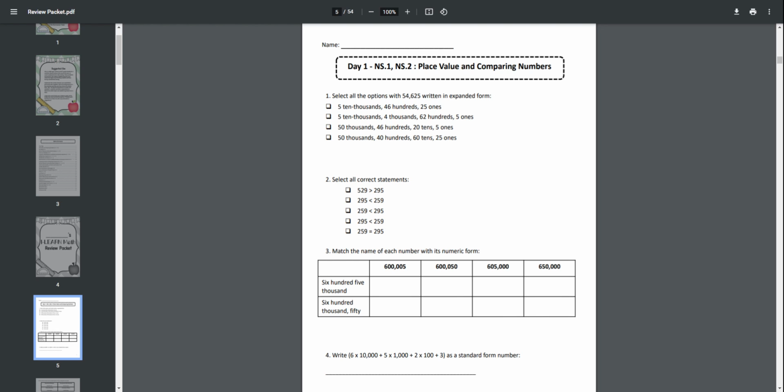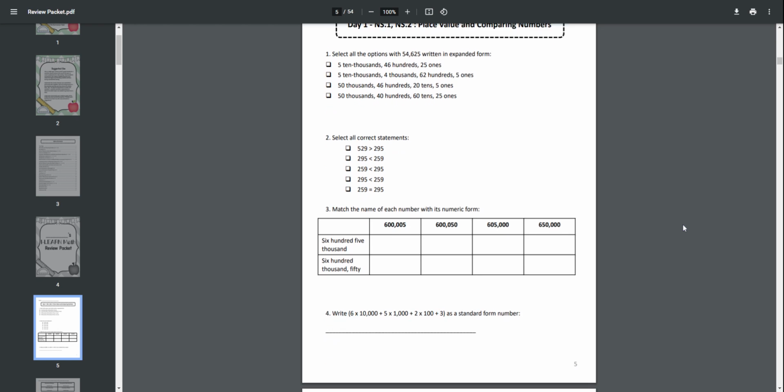Number 3, match the name of each number with its numeric form. The first one says 605,000. So you need to find the number up at the top that says 605,000 and then just put an X or a check in that box. The second one says 600,050. Number 4, write 6 times 10,000 plus 5 times 1,000 plus 2 times 100 plus 3 as a standard form number.